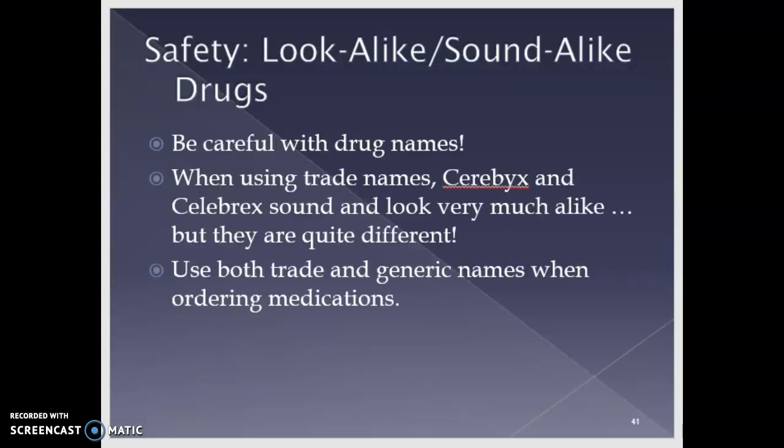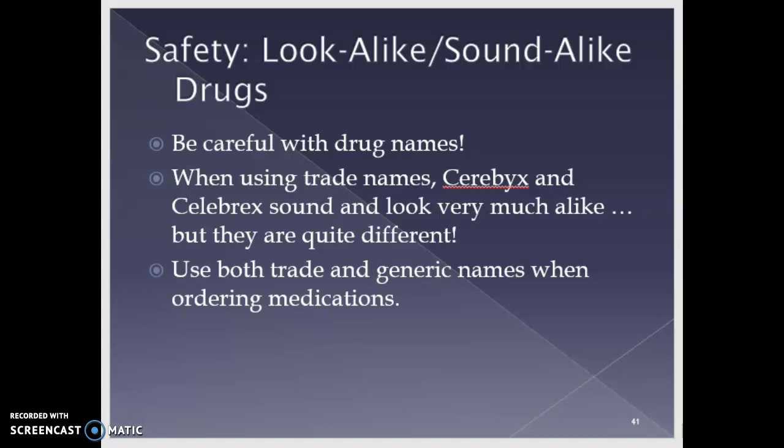Safety, look alike, sound alike. Be very careful with these drug names. They sound very familiar. When we're using trade names like Cerebyx, we don't want to confuse that with Celebrex. They sound very much alike. They look very much alike. They're quite different. And speaking from personal experience, I have given a verbal order over the phone where the patient was being ordered Celebrex and was given Cerebyx.